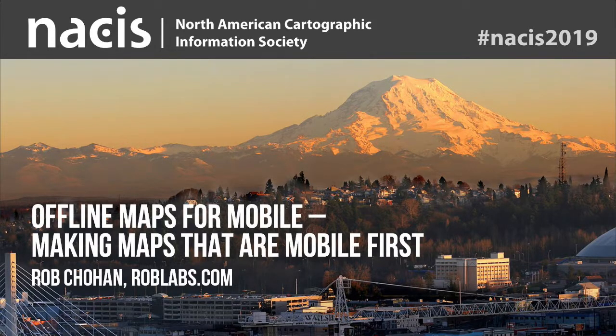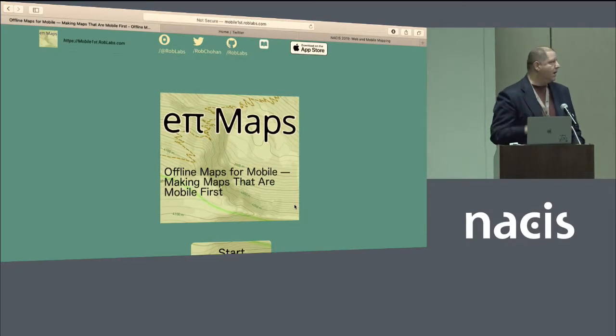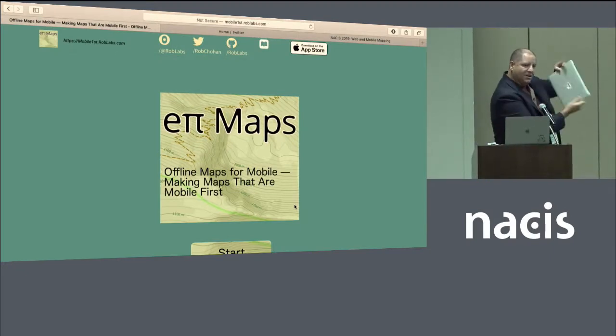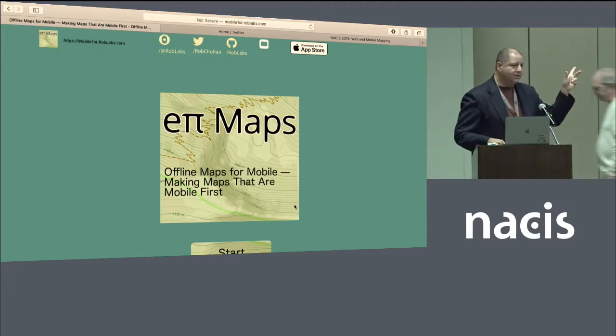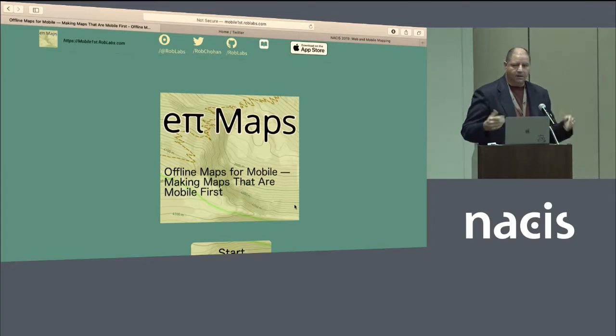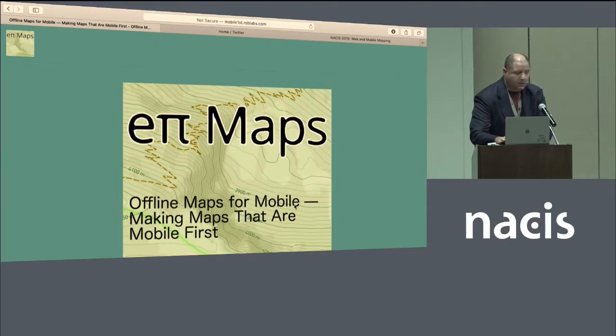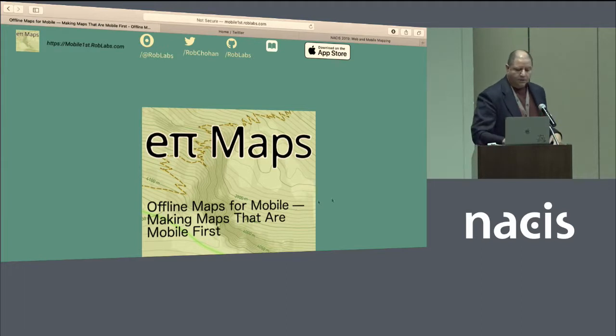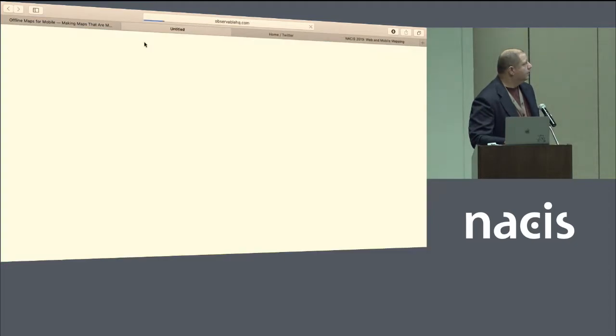My name is Rob Chohan. I make offline maps for mobile. I have a rich presentation over here, but this presentation is online. It's always online. And if you can see up in the top left, it says mobilefirst.roblabs.com. That's what the entire presentation is. So let's see what this will do.